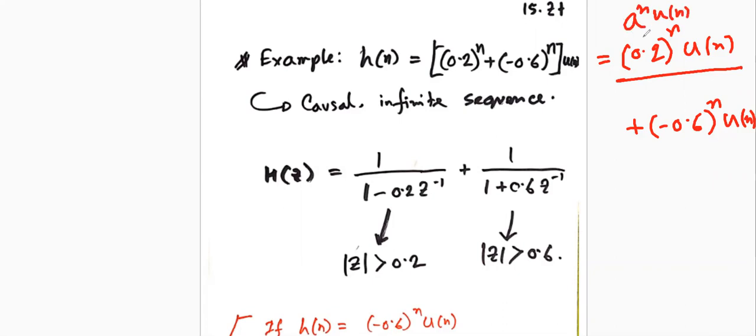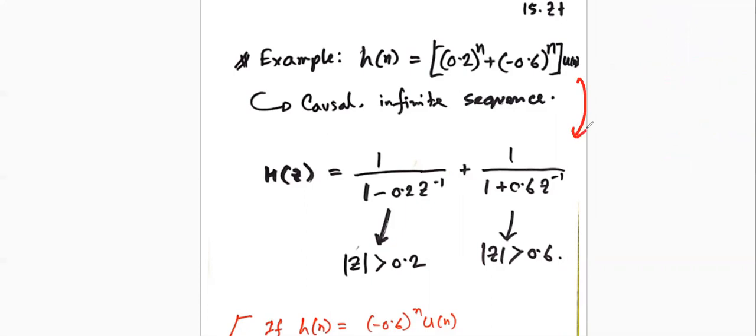So that's why straightforward we can write it like this: 1 divided by 1 minus a z to the power minus 1. So here a is 0.2. So we are writing that. Similar to that, the second portion, there will be plus, and the second portion 1 divided by 1 minus a, here a is minus 0.6, and z to the power minus 1. So pretty simple. From the h[n] we can find the H(z).